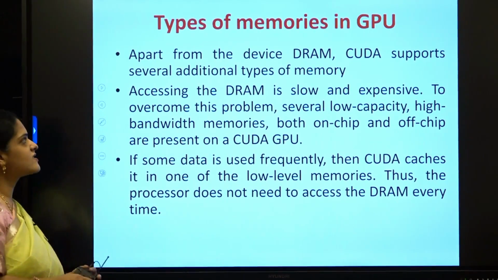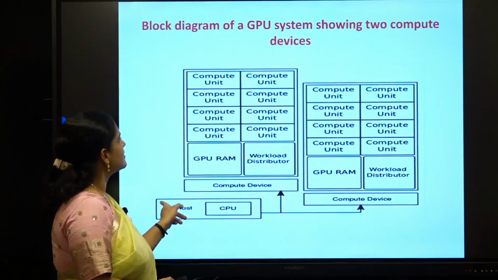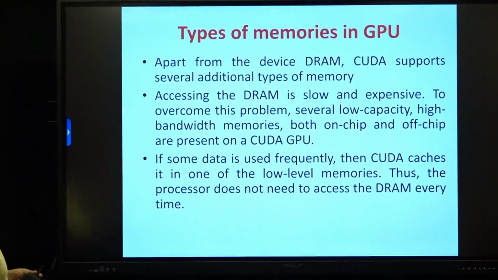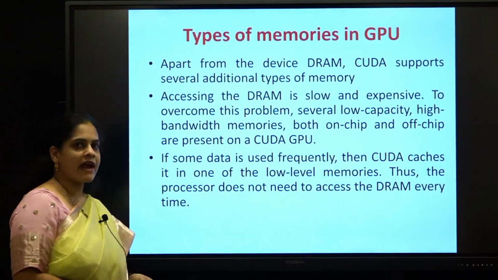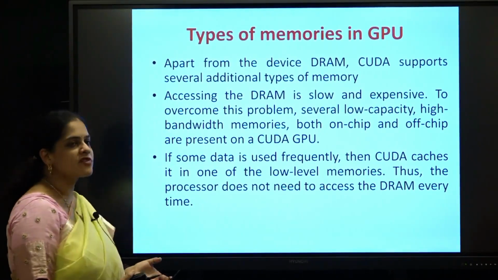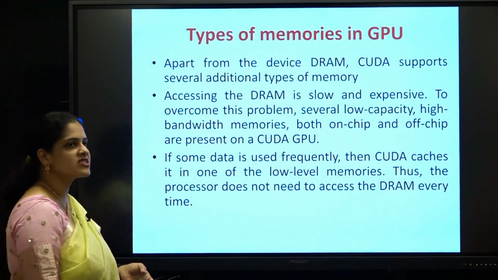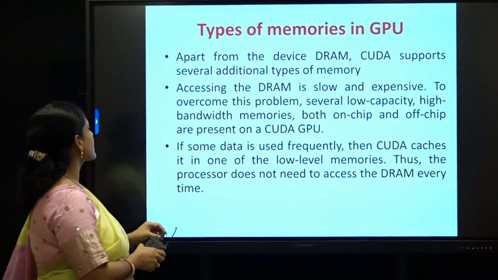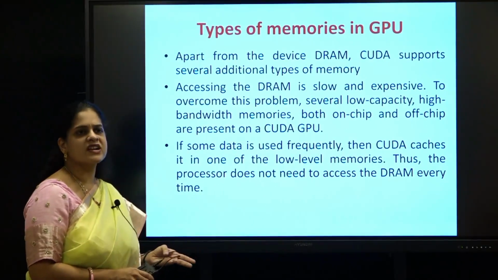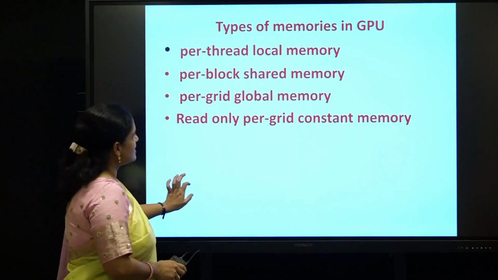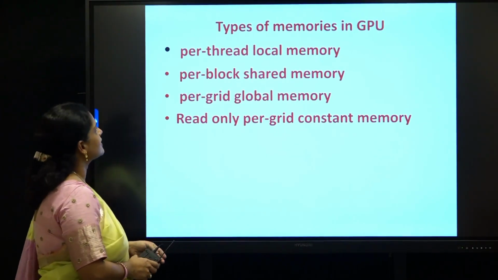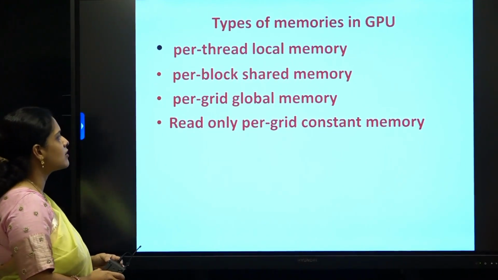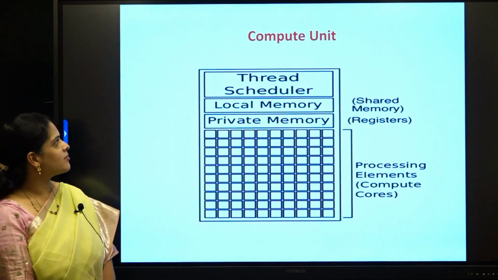Next, the types of memories in GPU. As we have already seen in the diagram, the GPU, apart from its own dynamic RAM, has different types of memories available, because the dynamic RAM available in the device or GPU is very slow and expensive. In order to overcome this problem, there are other types of memories available in the GPU. The types of memories are per-thread local memory, per-block shared memory, per-grid global memory and read-only per-grid constant memory. So, this is about the compute unit.